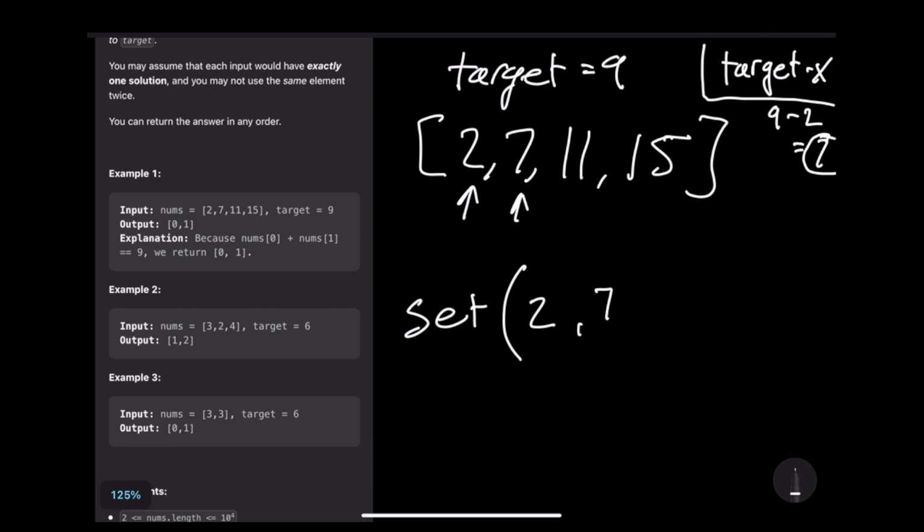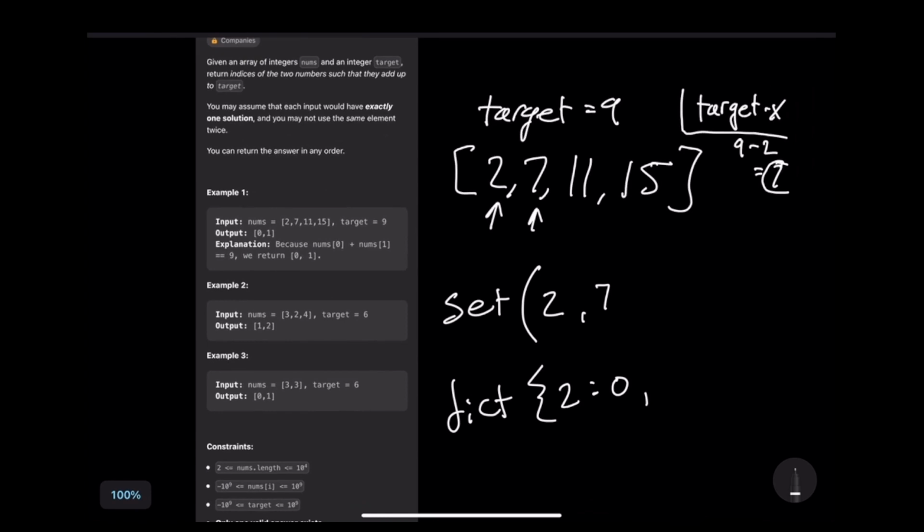I guess interestingly, I also need to keep track of the index that each of these things are at. So I might need a dictionary instead of a set. And the reason I'm saying that is because with a dictionary, I can keep track of the key, which might be 2, and then the index that it was in the array, which was 0. That way I can have both of those bits of information.